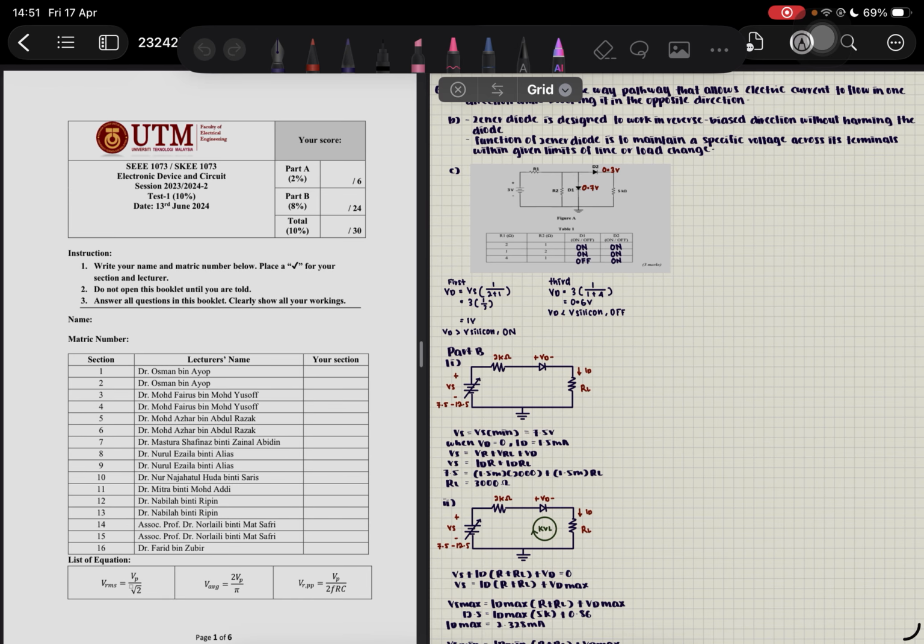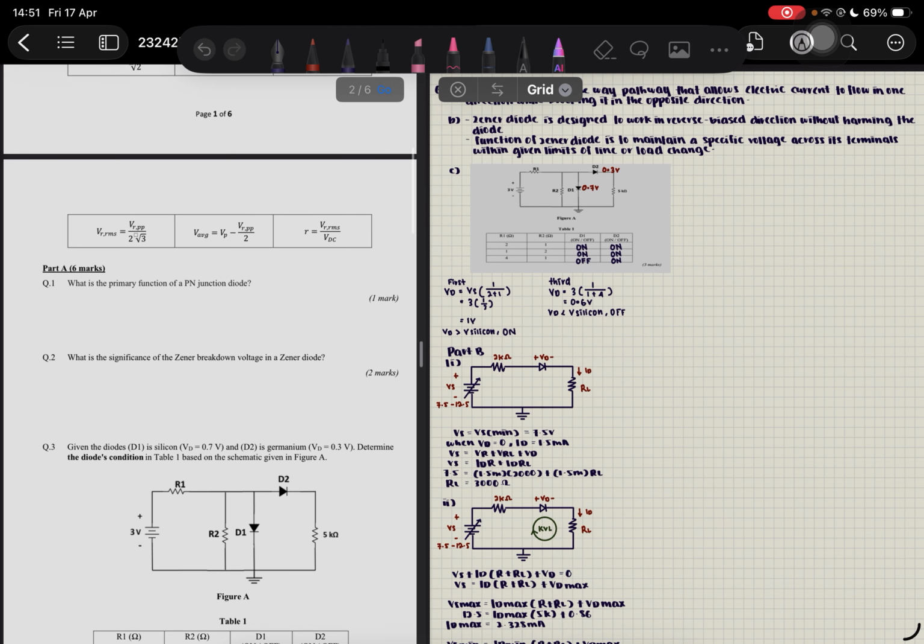SKEE1073 session 2023-2024. So let's go. For the part A question, what is the primary function of a PN junction?